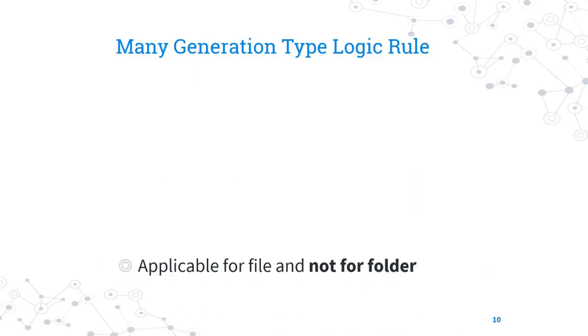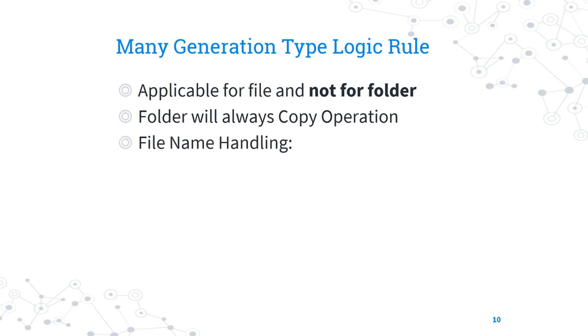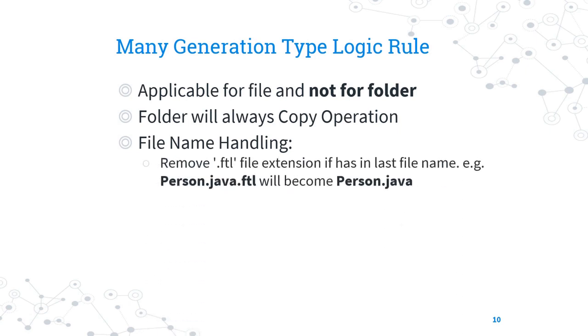The first logic rule on the many generation type is applicable for file and not applicable for the folder. The second logic rule is folder will always be a copy operation. The third logic rule is file name handling. On the file name handling, first we can remove the .ftl file extension if it is in the last file name. For example, Person.java.ftl on the generation process will become Person.java only.